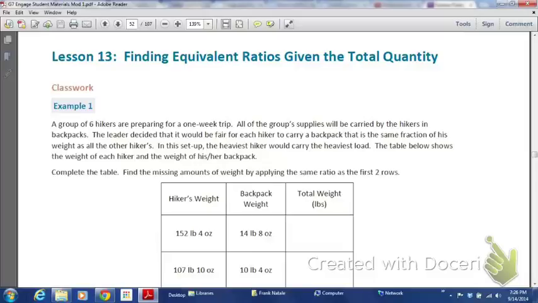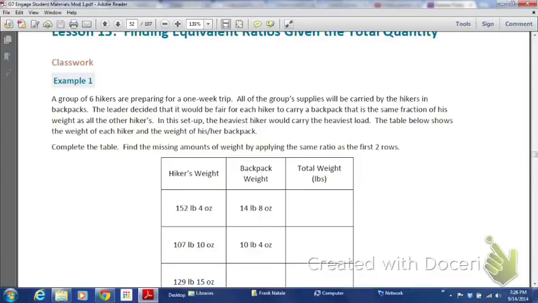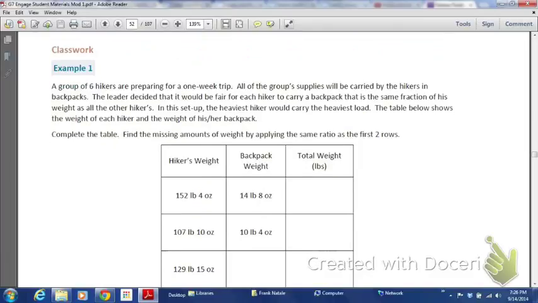Welcome to Lesson 13, Finding Equivalent Ratios Given the Total Quantity. This is a lesson continuing in Topic C, Ratios and Rates Involving Fractions. We will continue to use fractions in this activity, attempting, in Example 1, to fill in the blank squares on the table you find below.